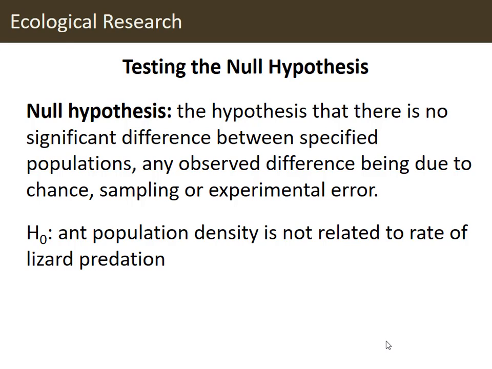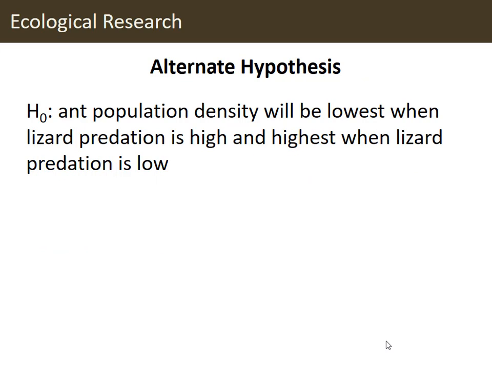Okay, there's some sort of hypothesis of no difference. We usually use that null hypothesis, the no effect hypothesis, to build our alternate hypotheses. And so our alternate hypotheses might be that ant population density drives lizard population, or lizard predation drives ant population. We have something much more specific. You can think two sides of that.